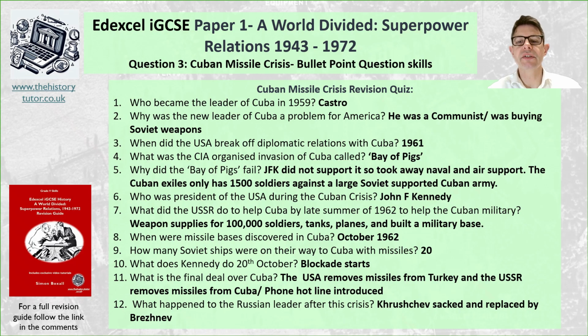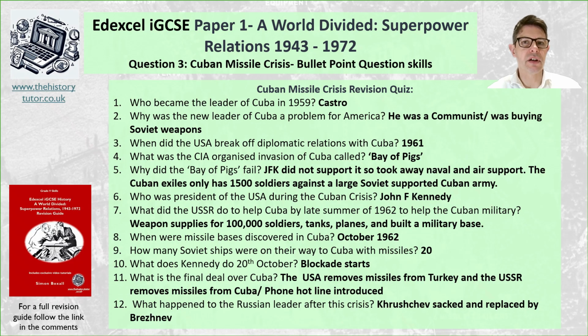When were missiles discovered on Cuba? So that's October 1962. A U-2 spy plane took pictures of a missile base being built, and it looked like there were missiles being installed. So how many Soviet ships were on their way to Cuba with missiles? So 20 ships, and this led to the blockade, of course. So what does Kennedy do? He blockades. That's question 10.